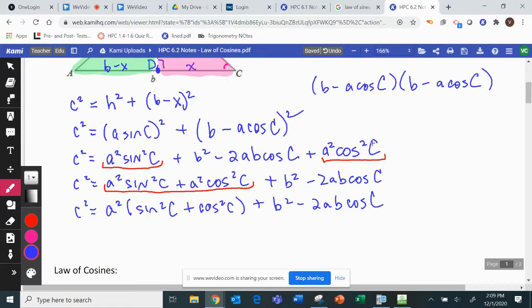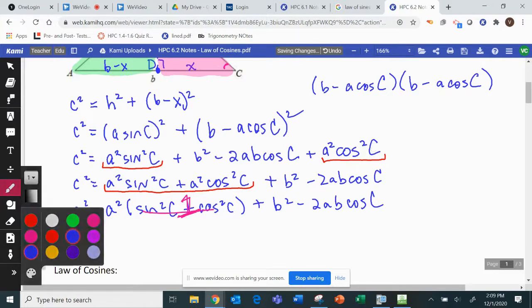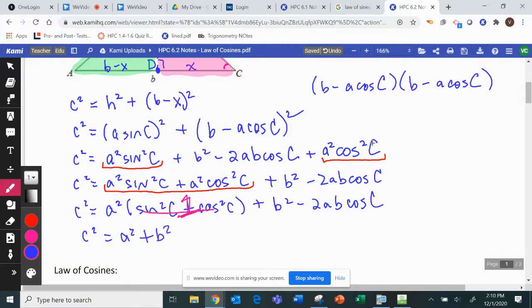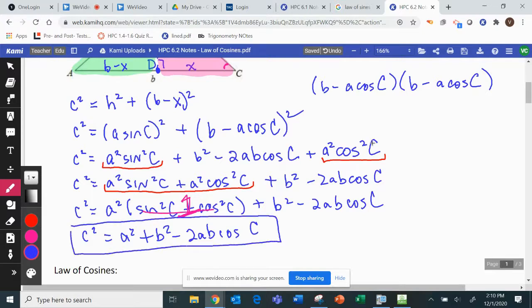So sine squared C plus cosine squared C is 1. Remember that? 1. So we get c squared equals a squared plus b squared minus 2ab cosine C. And this is a version of the law of cosines.